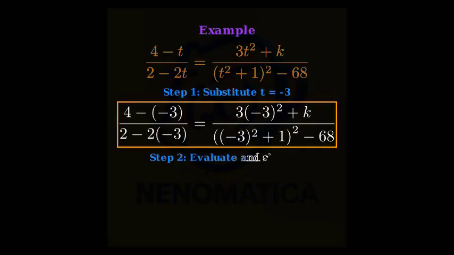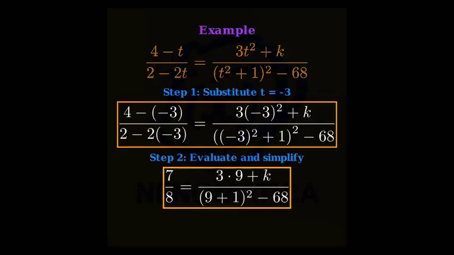Step 2. Evaluate powers and simplify. Negative 3 squared is 9. 4 minus negative 3 is 7. 2 minus 2 times negative 3 is 8. Compute 3 times 9 equals 27, and 10 squared equals 100. Then 100 minus 68 is 32.